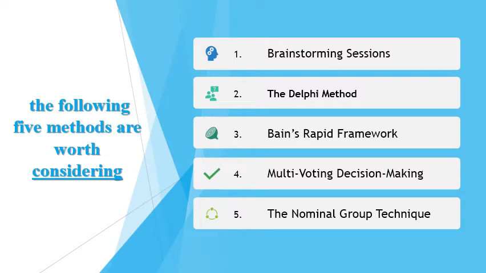Decision-making methods. The following 5 methods are worth considering. Number 1, brainstorming sessions. Number 2, the Delphi method. Number 3, Bain's RAPID framework. Number 4, multi-voting decision making. Number 5, the nominal group technique.